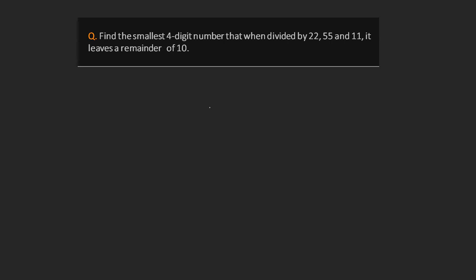Alright, so at this stage, it should be clear that we need to find the LCM of 22, 55, and 11. That would be 110. But of course, this is not the answer for a couple of reasons. 1, there's a remainder to take care of. And 2, we need a 4-digit number, and this has only 3 digits.